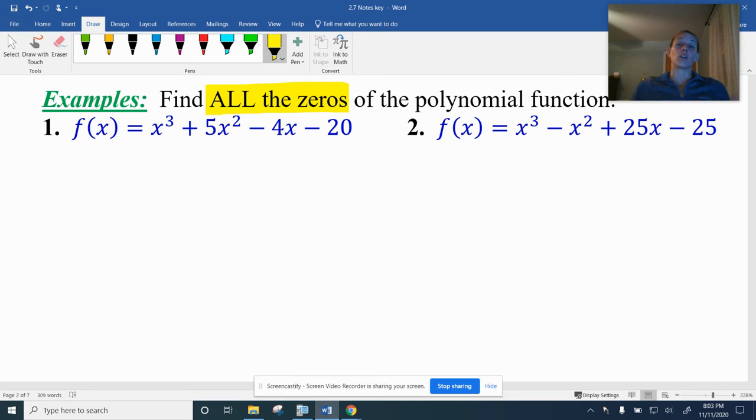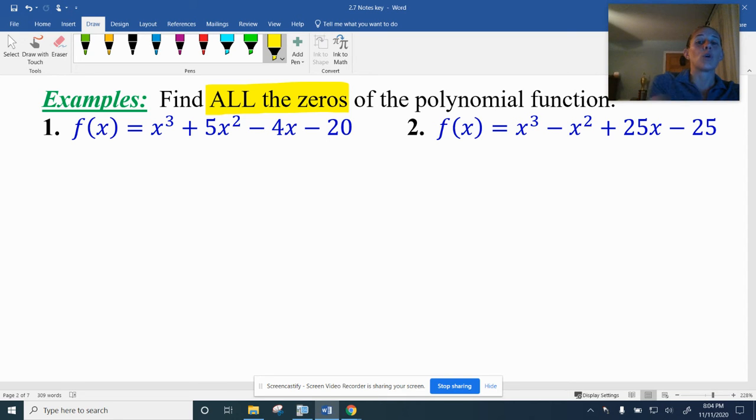In the previous section, our instructions were to just find all the real zeros, but there were a couple problems that we ran across where we were able to continue solving it, and we found that the last couple answers were imaginaries. So that's what we're going to do here. We're going to find all the zeros, regardless if they're real numbers, imaginary, repeated roots, whatever, irrational.